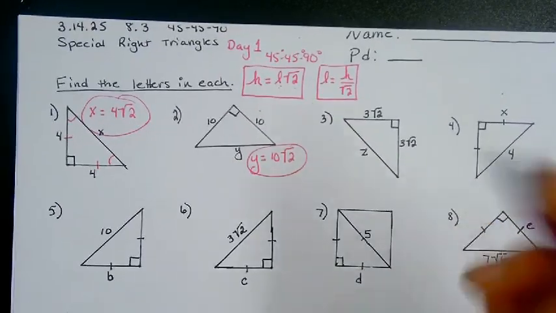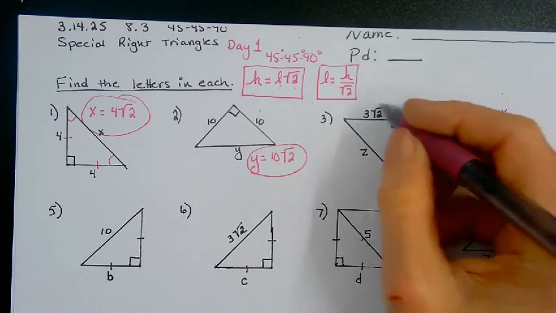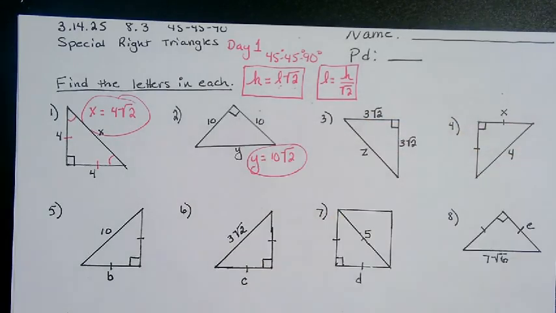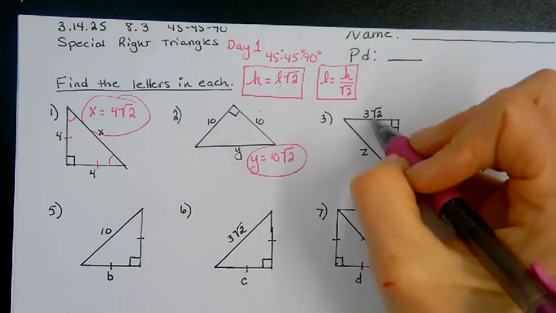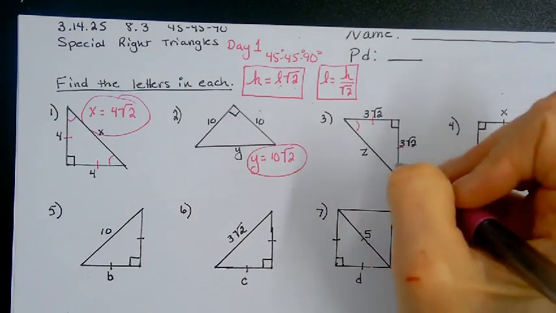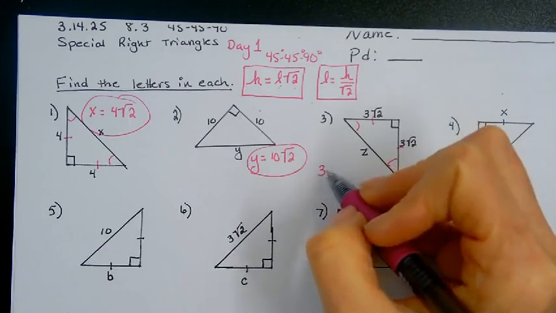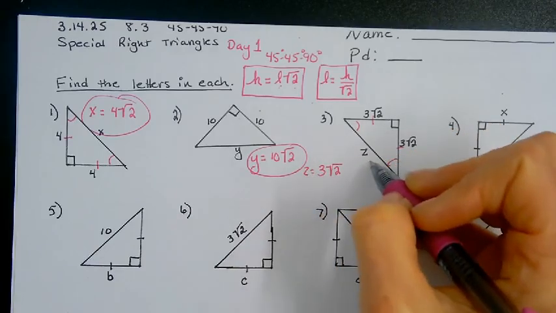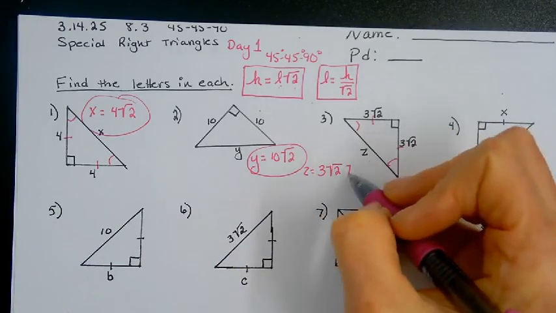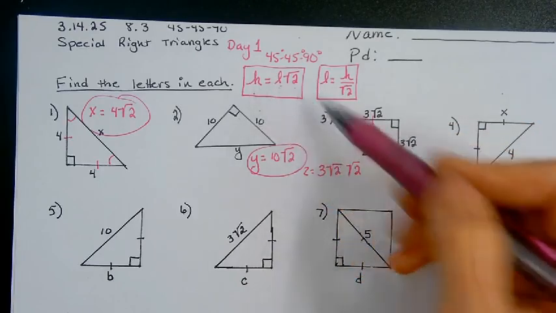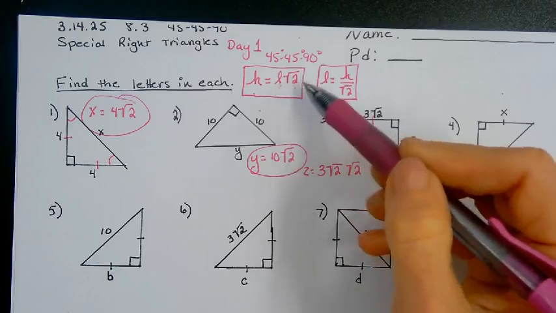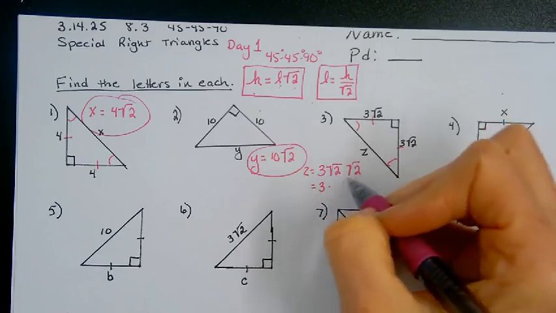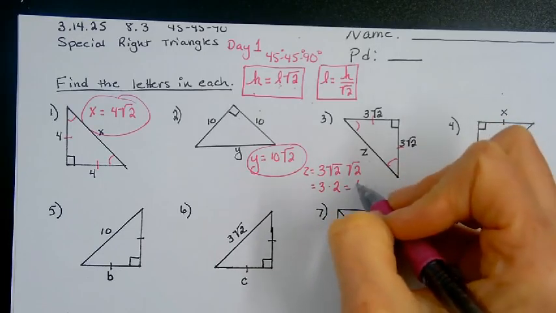Number 3. We're given the legs, both legs this time. But we're just going to use one of them. Oh, we were given both here too. Actually, we were given all the legs already, which shows us that this is a 45, 45, 90. Okay, so 3 square roots of 2, z is going to equal, our hypotenuse is going to equal 3 rad 2 times rad 2. So z is going to equal the leg times square root of 2. This equals 3 times rad 4, which is 2, and we get 6.